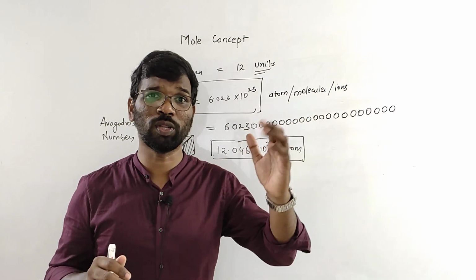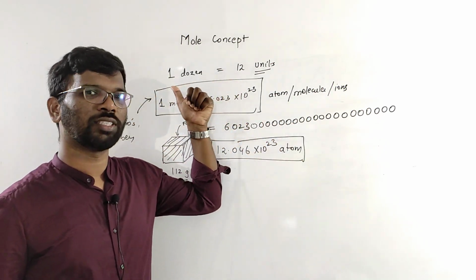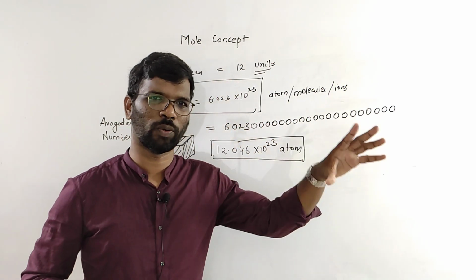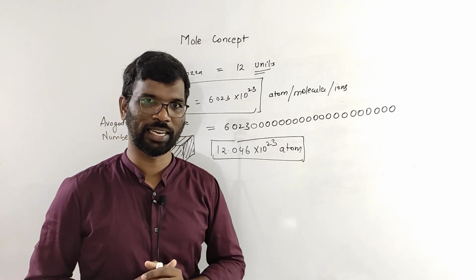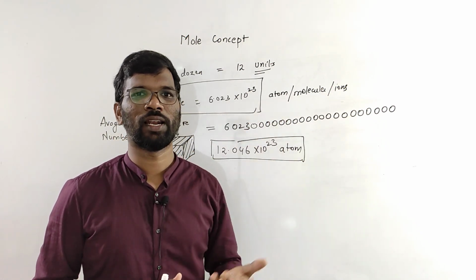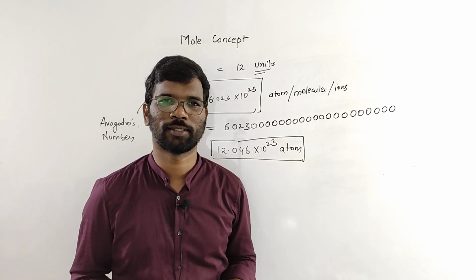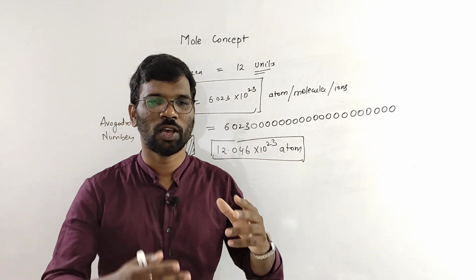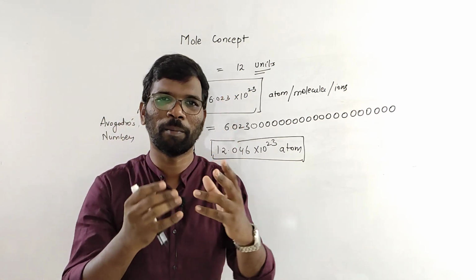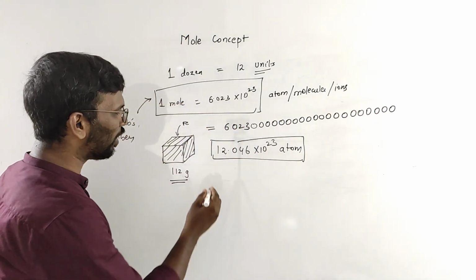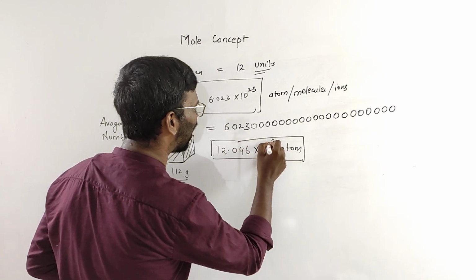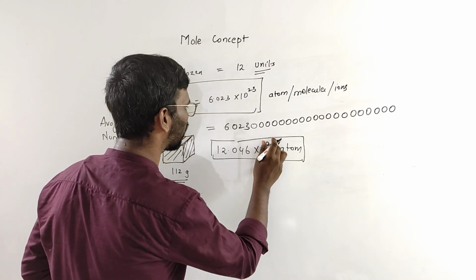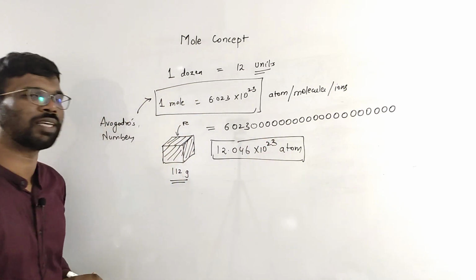Like the way we know that 12 units is equal to 1 dozen. Any units, 12 units of anything. If I say 12 apples, then it is 1 dozen, or 24 apples means it is 2 dozens. We are breaking this big number into a smaller one. Same way, what is the meaning of this? How many moles of atoms are present over here?